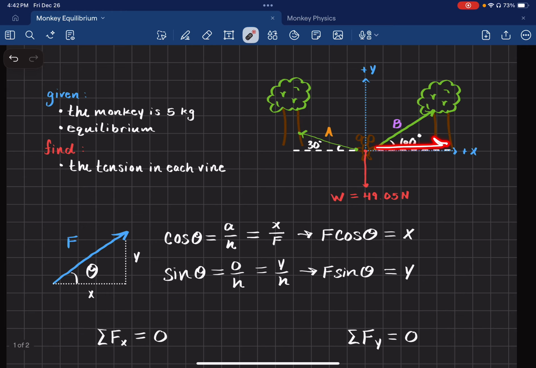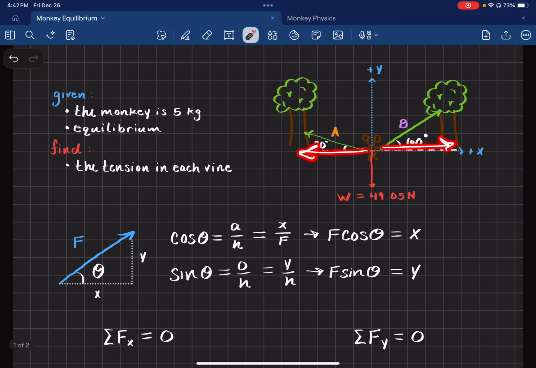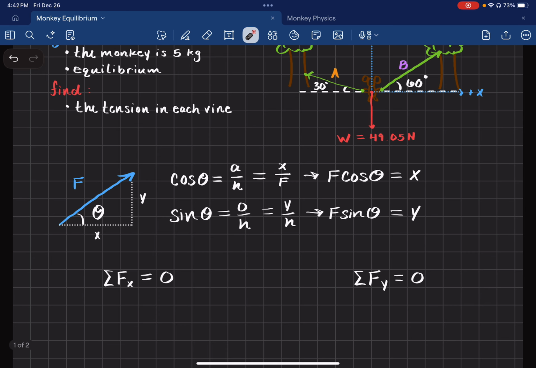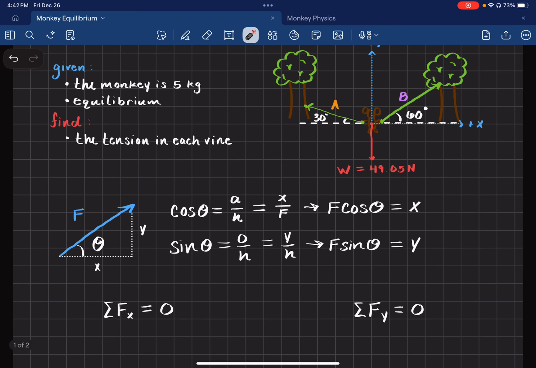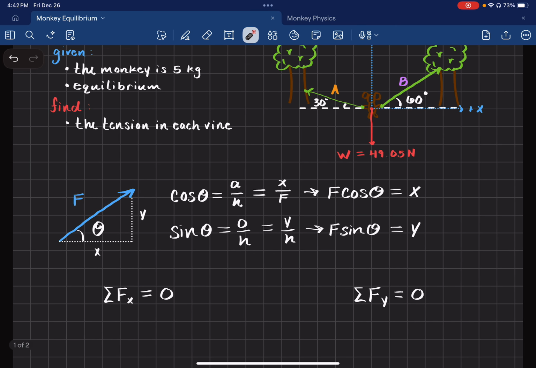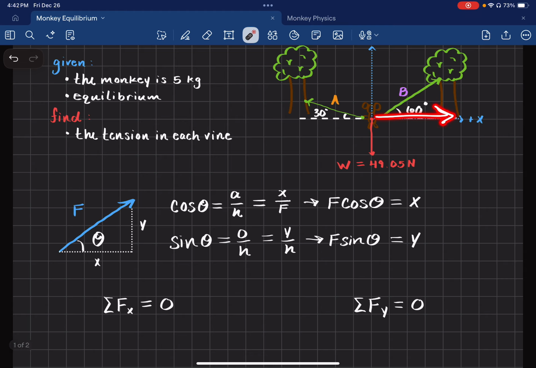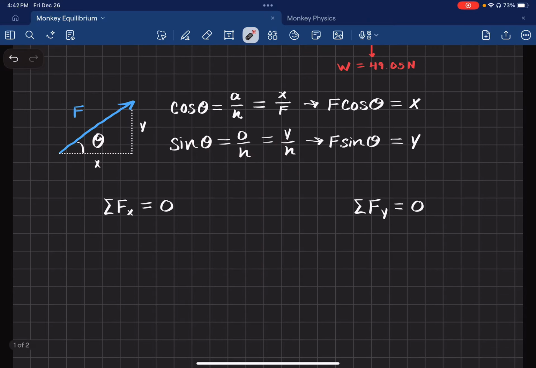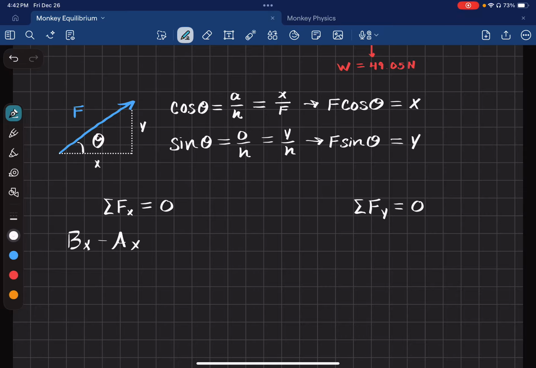There are two forces in the x direction and three in the y direction, so I'm going to start with the x direction since there's fewer forces involved. So in the x direction, there's B in the x, and there's A in the x, but this is positive and this is negative, so it's going to be B in the x, which is positive, minus A in the x, equal to 0.